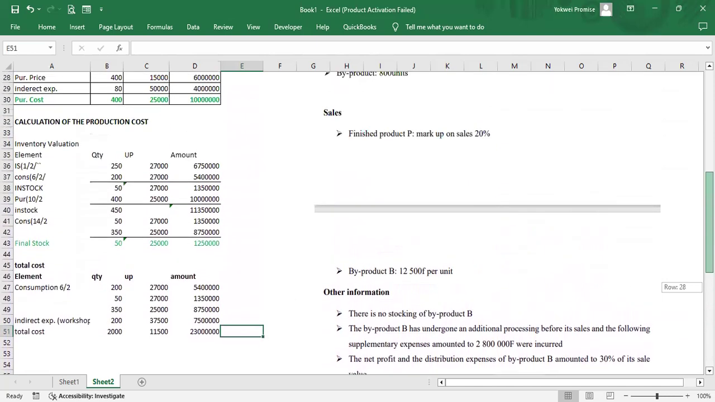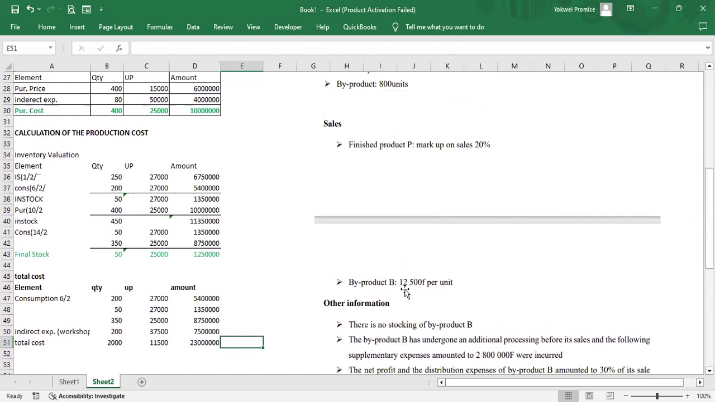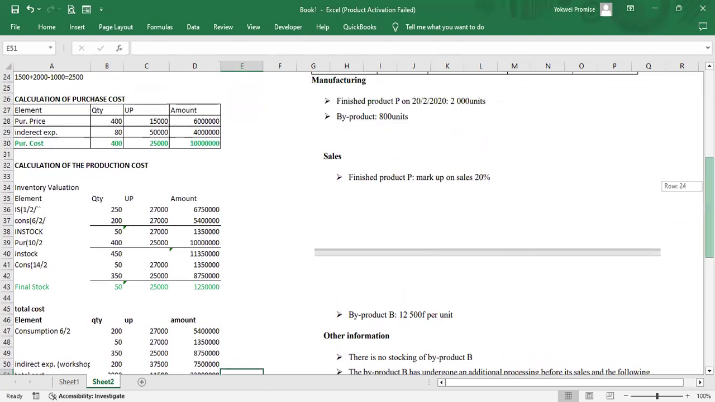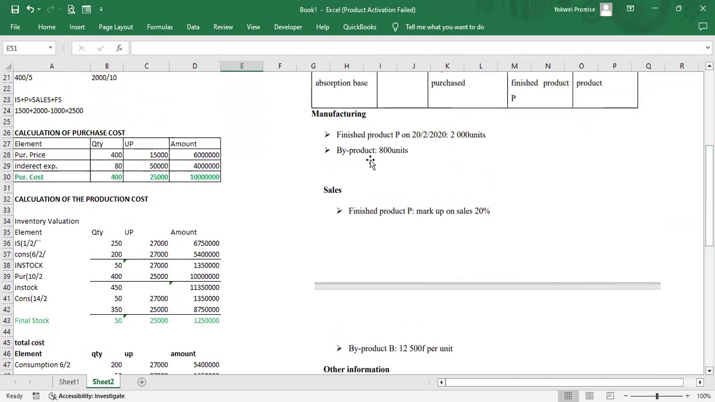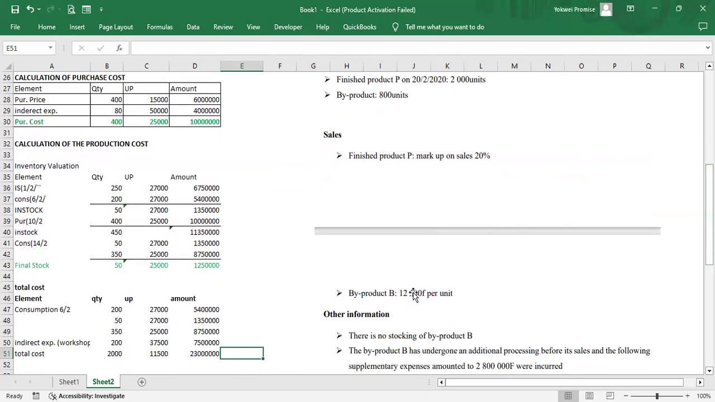In the question, the cost per unit of byproduct has been given to be 12,500, right? Yes. And when we go under manufacturing, we'll see that the units of byproduct that they produced were 800 units. So to know the total sales of the byproduct, we are going to take 800 and multiply by the unit price, which is 12,500.